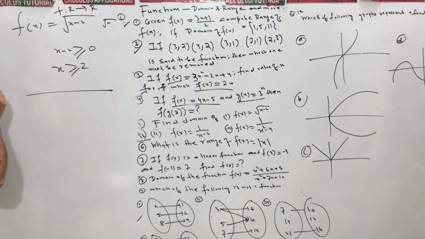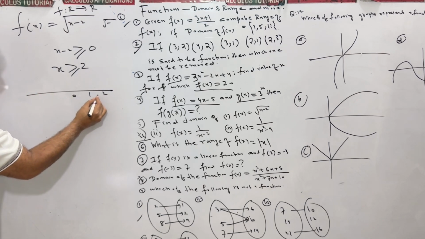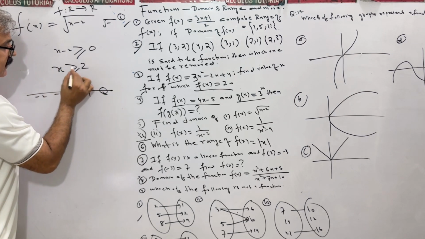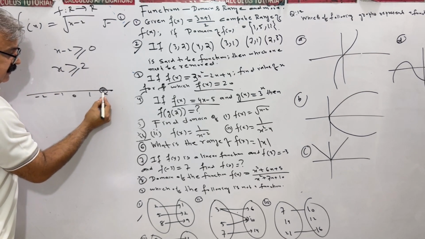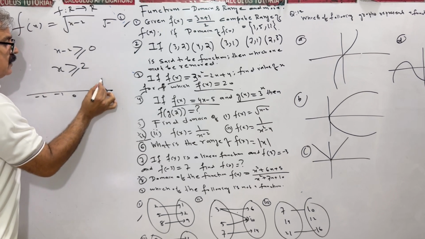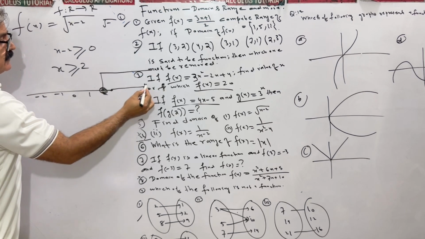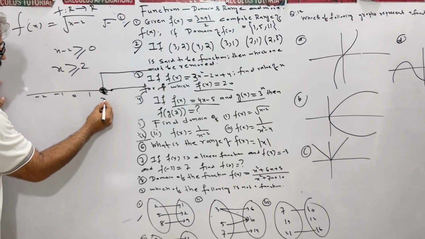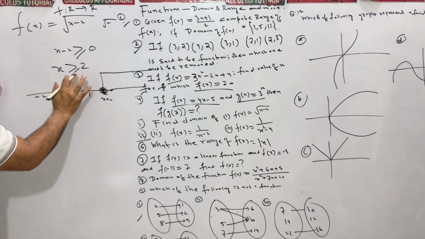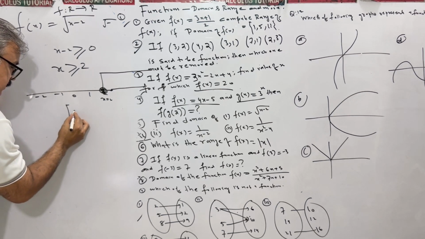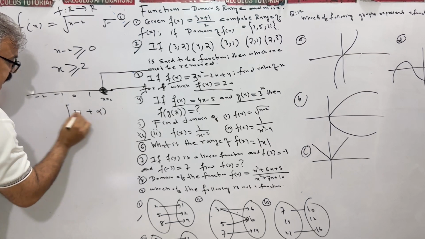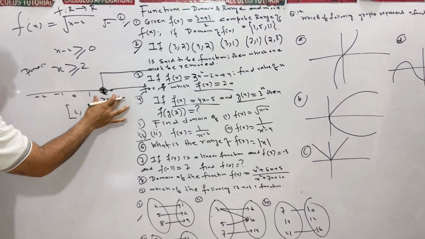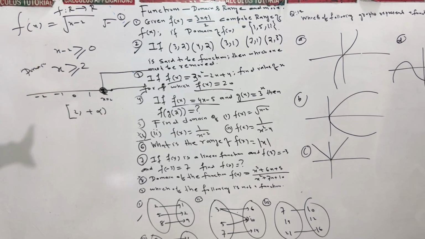If I draw the domain on a number line with 1, 2, minus 1, minus 2, x greater than or equal to 2 means 2 is inclusive. Greater than means toward the right hand side. Either draw a picture like this, with 2 included on the right hand side, or write it as 2 towards positive infinity. That's our domain. Whatever option is present, all three are correct.